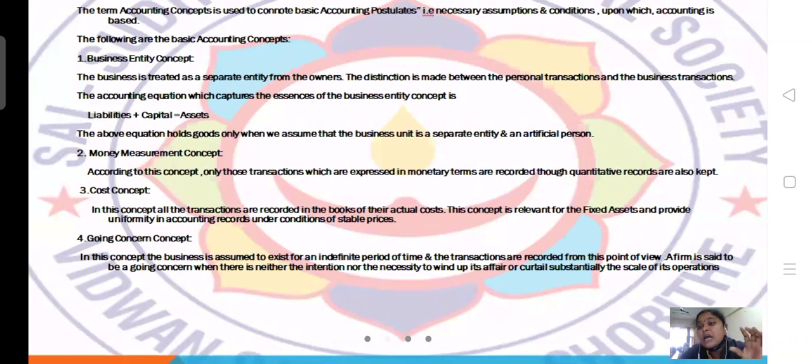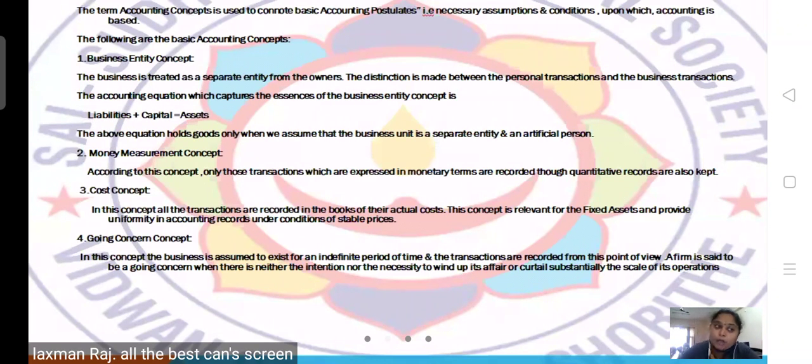Clear, my dear students? Accounting principles have been classified into two parts. The first point is accounting concepts, which are classified into four. The first one, business entity concept. Second, money measurement concept. Third, cost concept. And fourth, the going concern concept. Now we'll go for the second point.